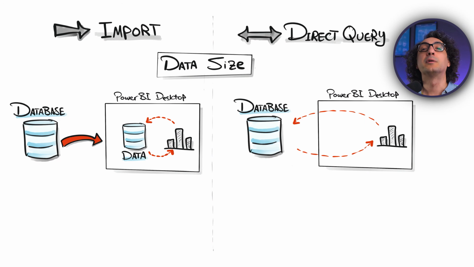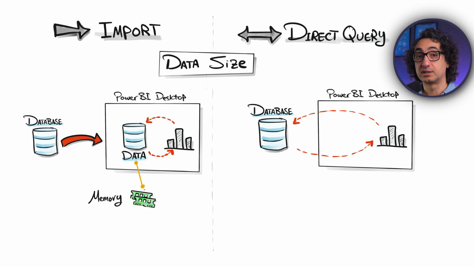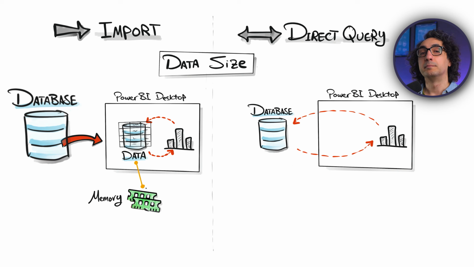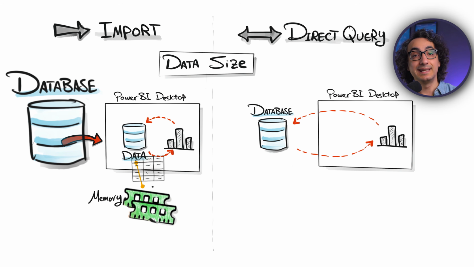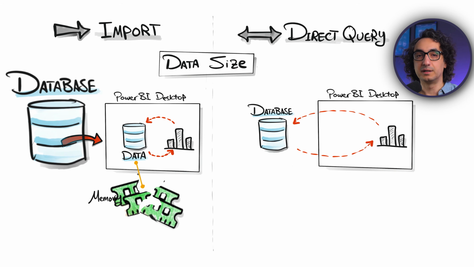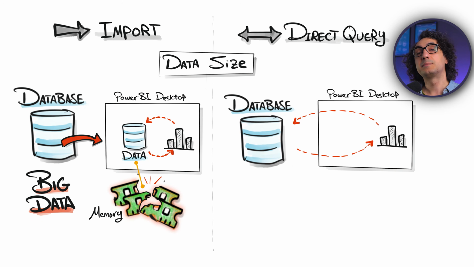And now, let's talk about the data size. The thing is, with the import, all the data must fit into the memory. Power BI does a great job with the compression, but memory still has limits. If you have very large data sets, you can hit those limits. And of course, the refresh is going to fail, and even if the refresh didn't fail, your Power BI file can become very large. Working with multi-gigabyte files is not fun. But with the DirectQuery, this problem disappears.